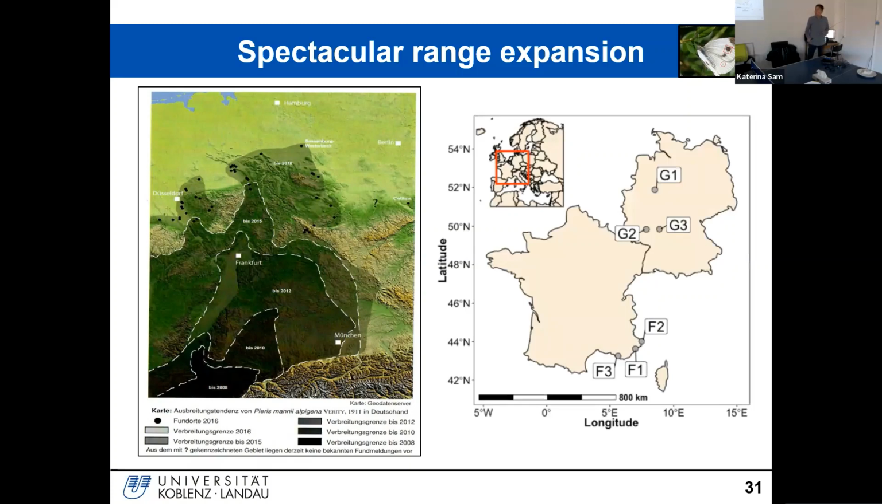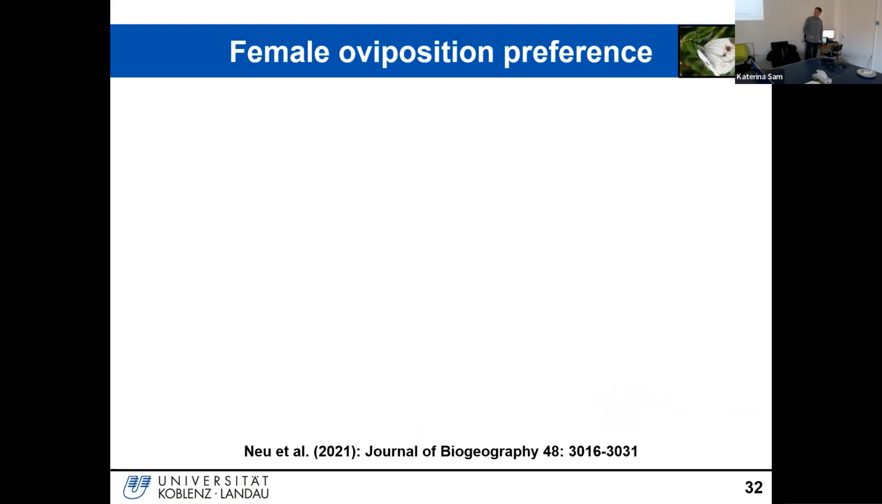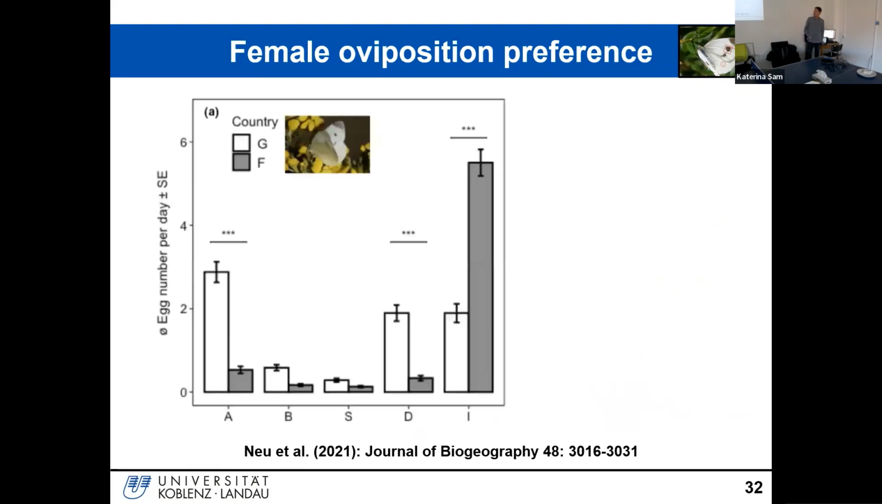We did the same approach as with my copper butterflies. We collected populations in southern France, in the core of the distribution area, and we collected populations in the new range, so newly established populations within a couple of years. We first looked at the female oviposition preference. We tested five different plant species for each female, and we did this for the French and also for the German populations. So French is the core population, Germany is the edge population.